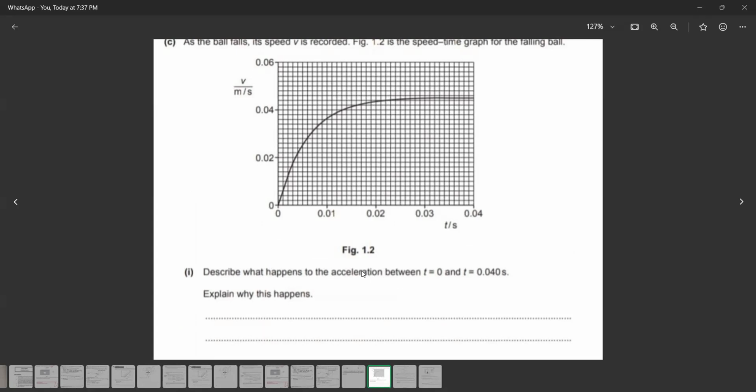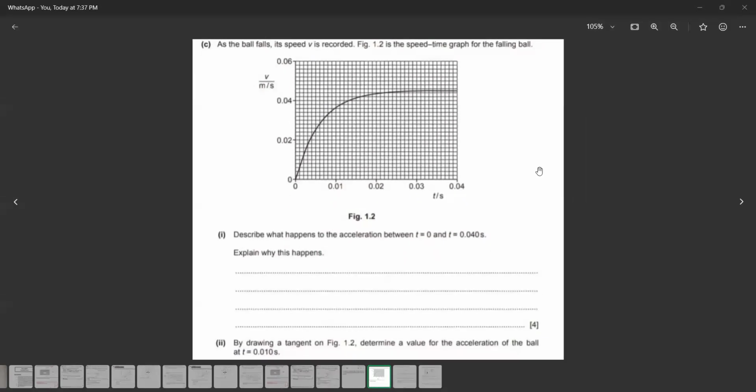No, you don't have to use this formula. This is not part of the syllabus at all, like mv squared. If a formula is not there in the course, you're not supposed to use it.